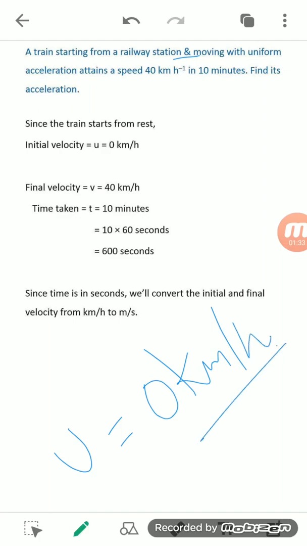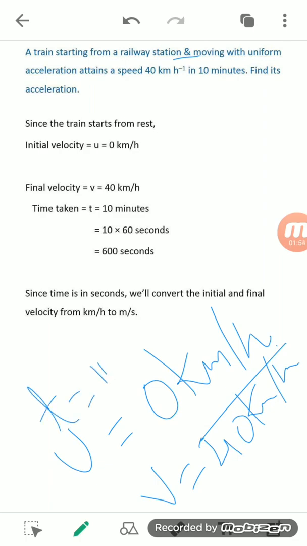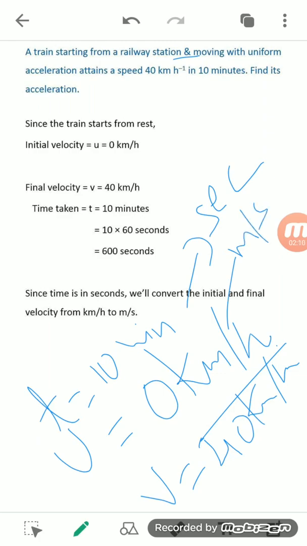Okay, so initial velocity is 0 km per hour, and after that it starts moving with a uniform acceleration and attains a speed of 40 km per hour. That is, the final velocity is 40 km per hour in 10 minutes. So time is equal to 10 minutes. Now we have to convert all these into SI units: we will convert minutes into seconds, and kilometer per hour into meter per second.